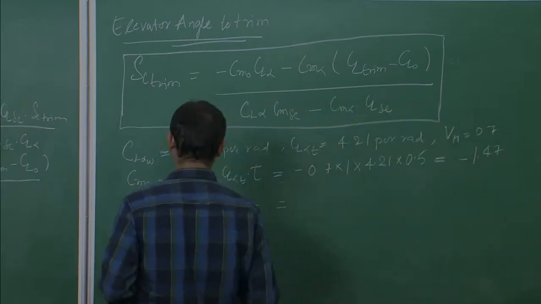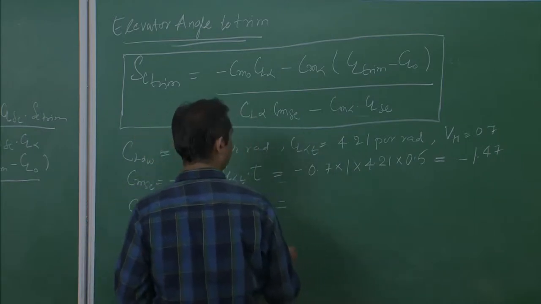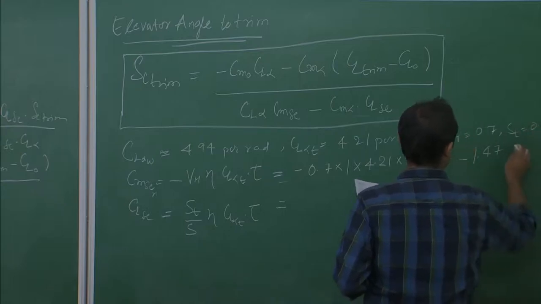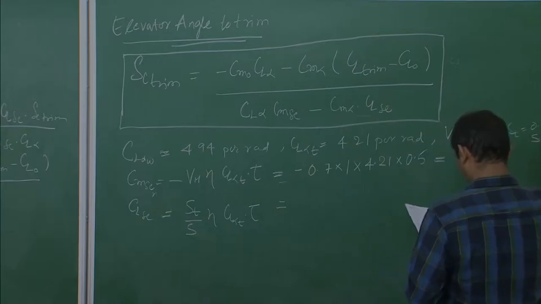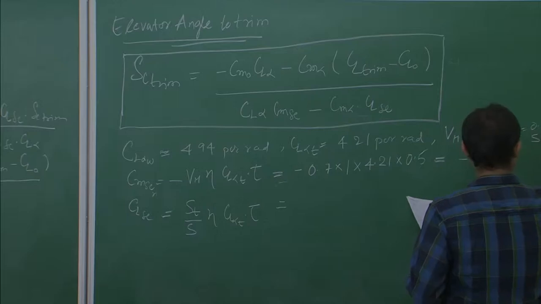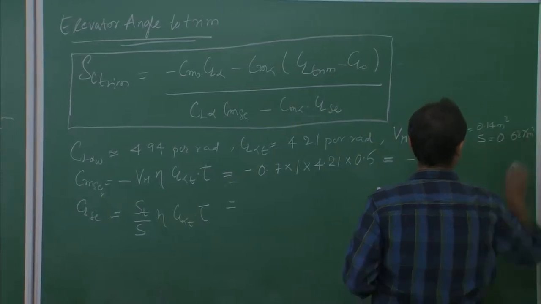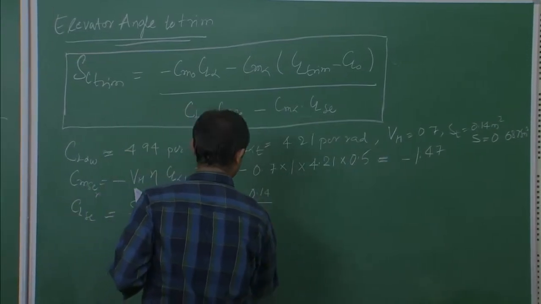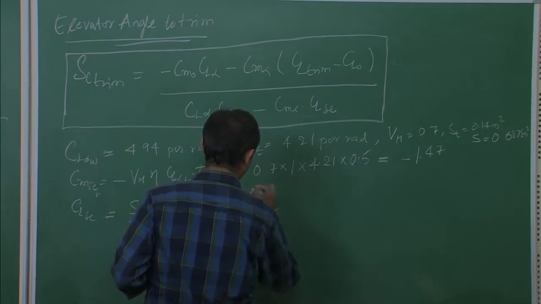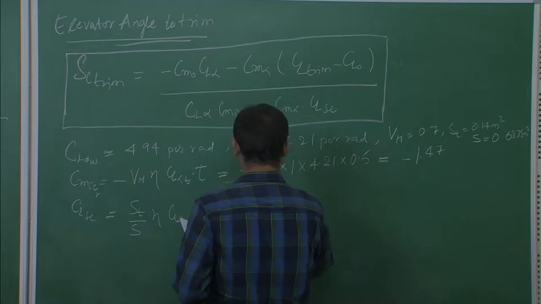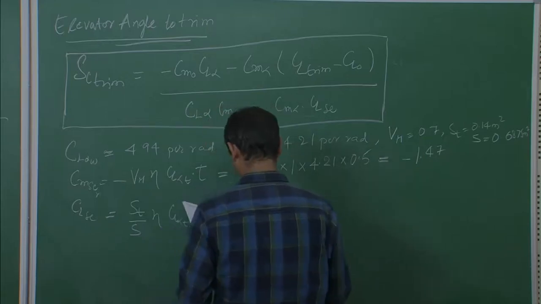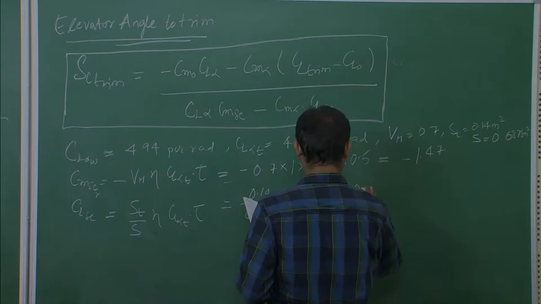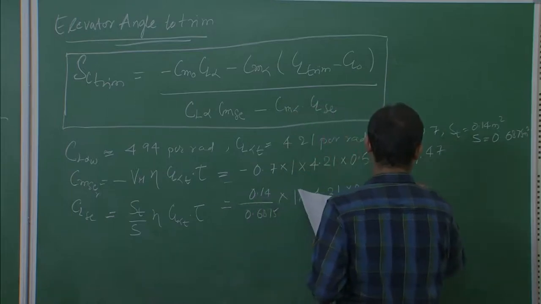Similarly, for CL delta E, ST which we derived yesterday was 0.14 meter square and S was 0.6875 meter square. Substituting these values, 0.14 by 0.6875 into eta, which we have taken as 1, CL alpha T we have taken as 4.21 into tau 0.5, which will give me 0.428.